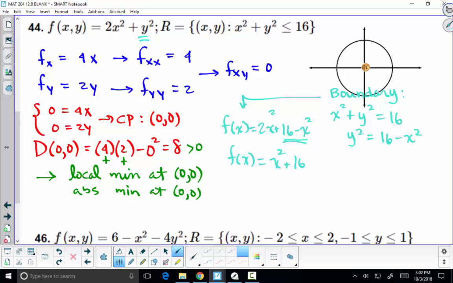How about where y is 0? So that is x equals 4 and x equals minus 4. So at those 2 points, what would the surface values be? 32. So at this point and this point, x is 4 and negative 4. We plug those in, square both of those, we get 16, add 16 to get 32.